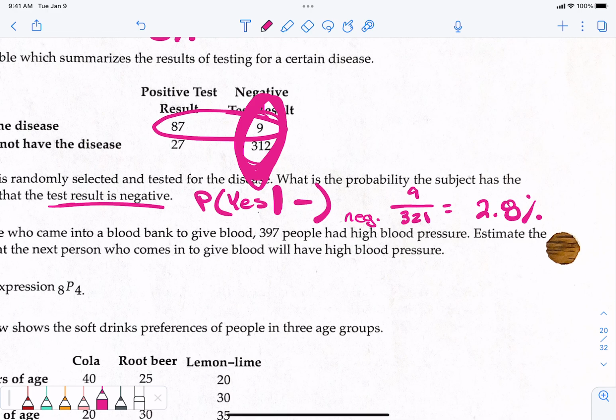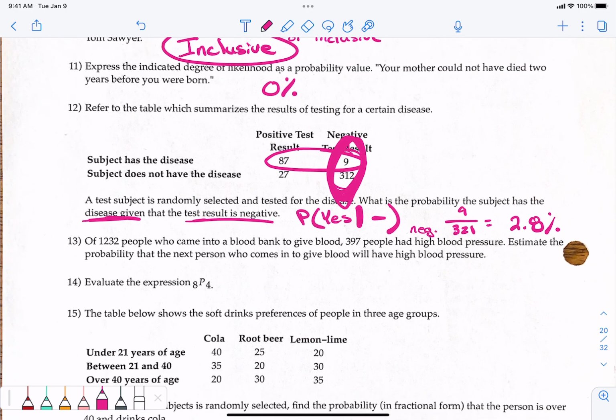Okay, but when they say given, I start with the given. I start with the bottom number, given. I read this kind of backwards. Given negative. I look at all the negative people, and then I put the 9 out of those is yeses. 9 is yes. Good?